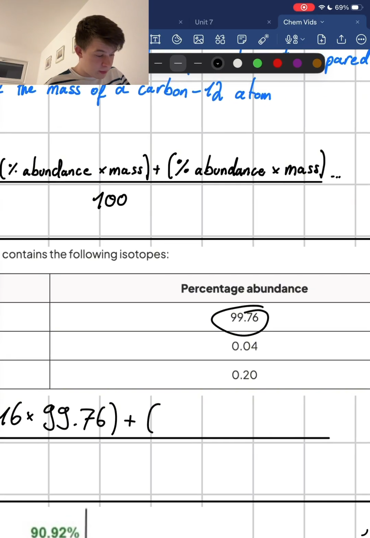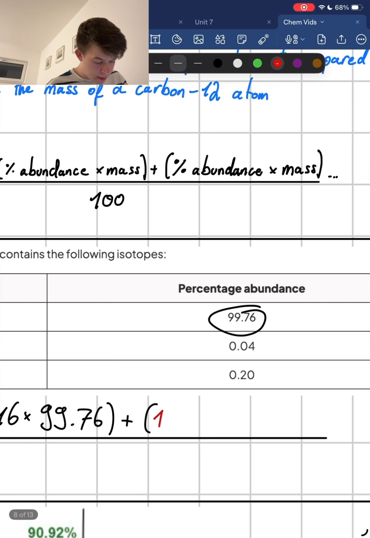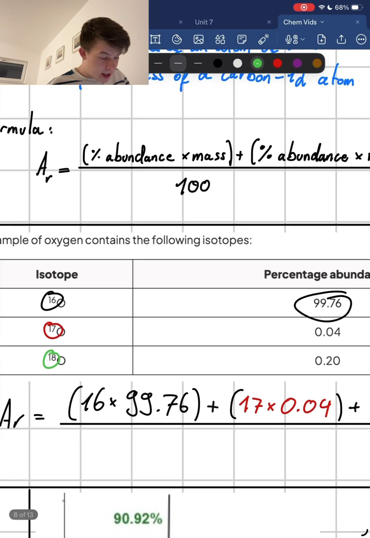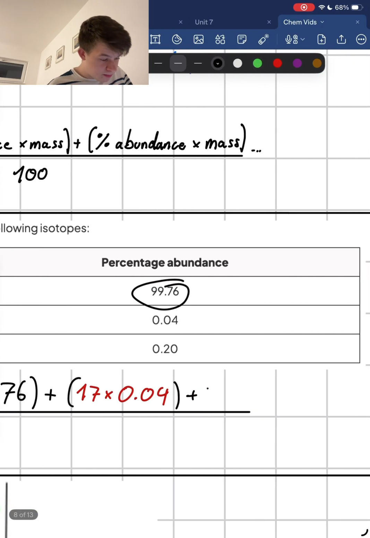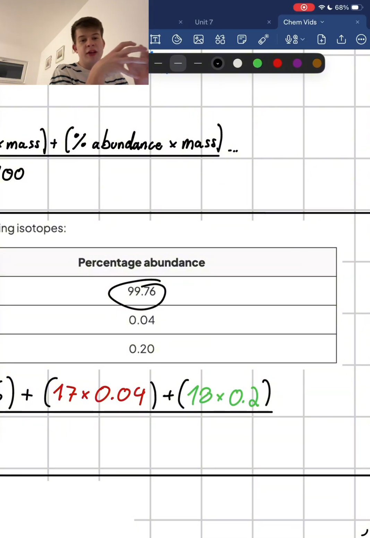Next one would be 17 times 0.04. Let's close it. And now we add the last one, which would be 18 times 0.2, and we close the bracket. And all of this we divide by 100.